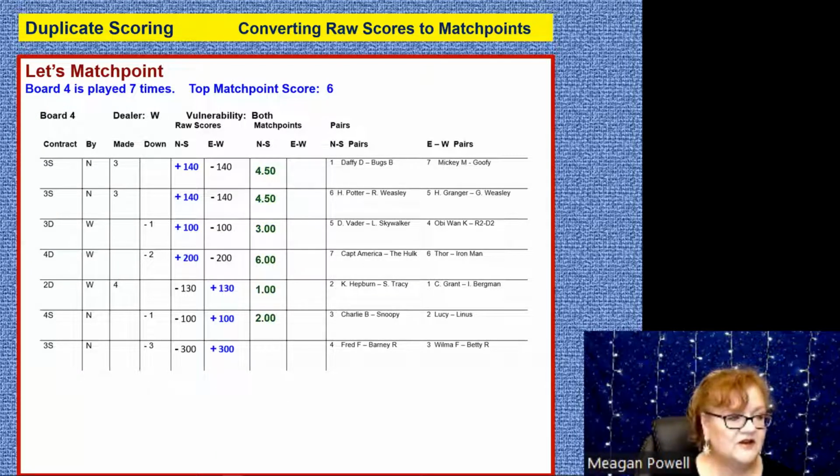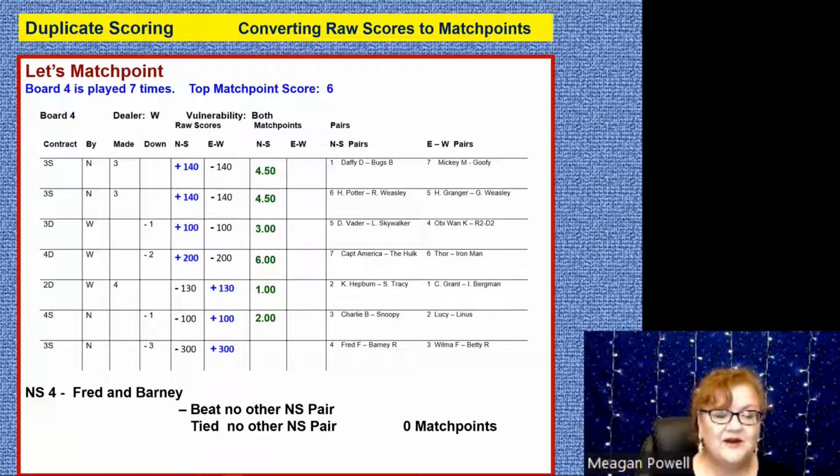And so our final look here then is at the bottom. How about all the way at the bottom? Fred and Barney. Well, Fred and Barney didn't beat anybody with their negative 300. They beat nobody. Everybody else above them has a better score. They didn't tie anybody. So they're getting zero match points. So we've just match pointed the north-south column.